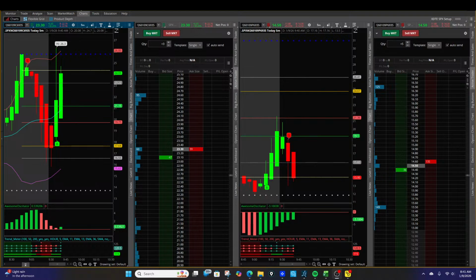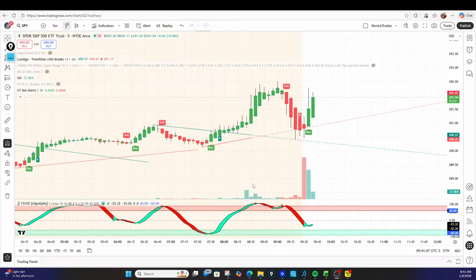I'm trying something new, so bear with me here. Okay, there it is. It did come up like I wanted. I didn't have to drag it over. Okay, so here we have a buy signal, which I have from UT Bot Alerts in TradingView.